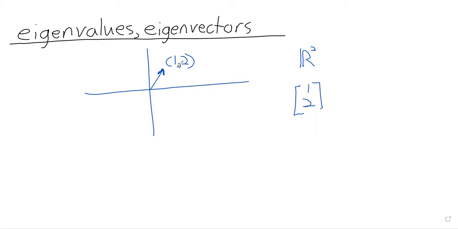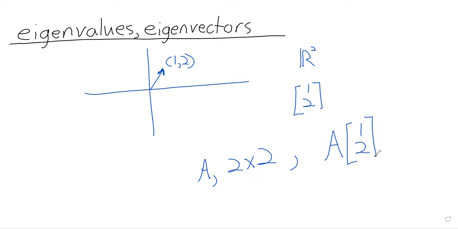And now suppose you take a matrix A, a 2x2 matrix A, and you take this vector (1, 2) and you multiply it by A. What happens? And of course, the answer to that is it depends entirely on the matrix A. Maybe you multiply by this matrix and you wind up there. Or maybe you multiply by this matrix and you wind up there. It all depends on what A is.